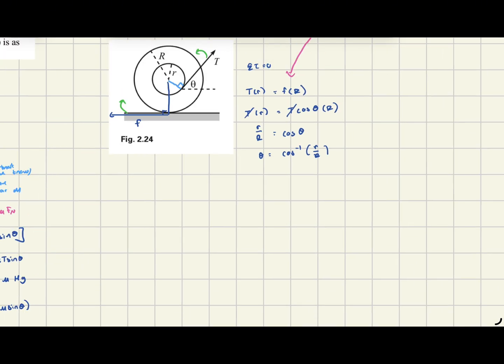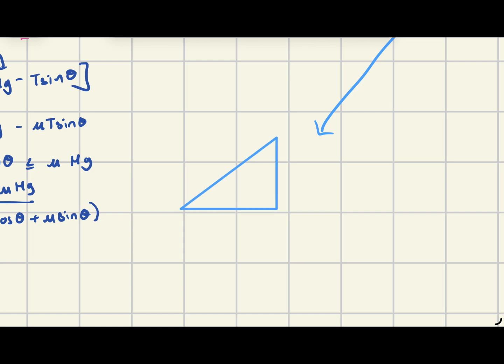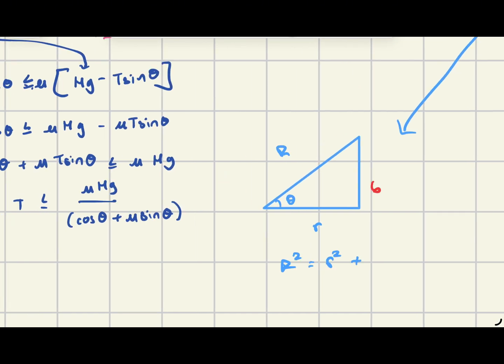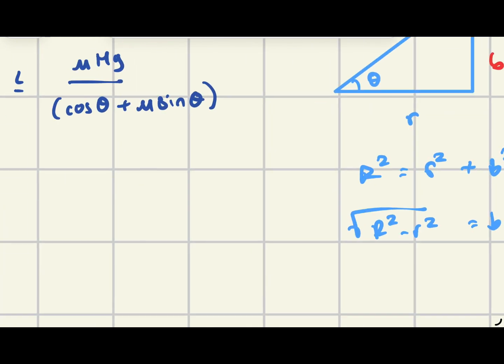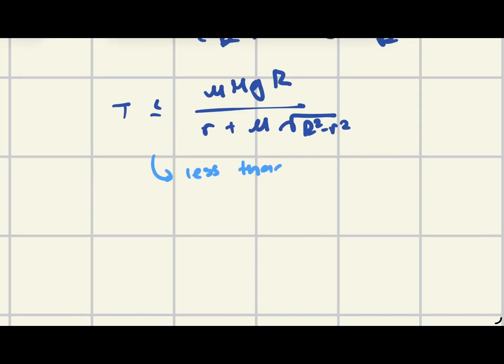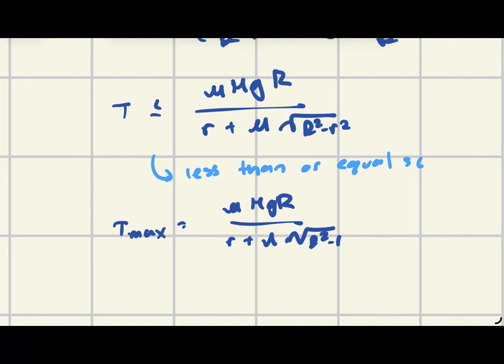Now that we found T, I'm going to take the extra step and use part A to change what is cosine theta and sine theta in terms of lowercase r and uppercase R. So now that we know that T is less than or equal to this, to find the maximum, then this will just have to be when T is equal to this.